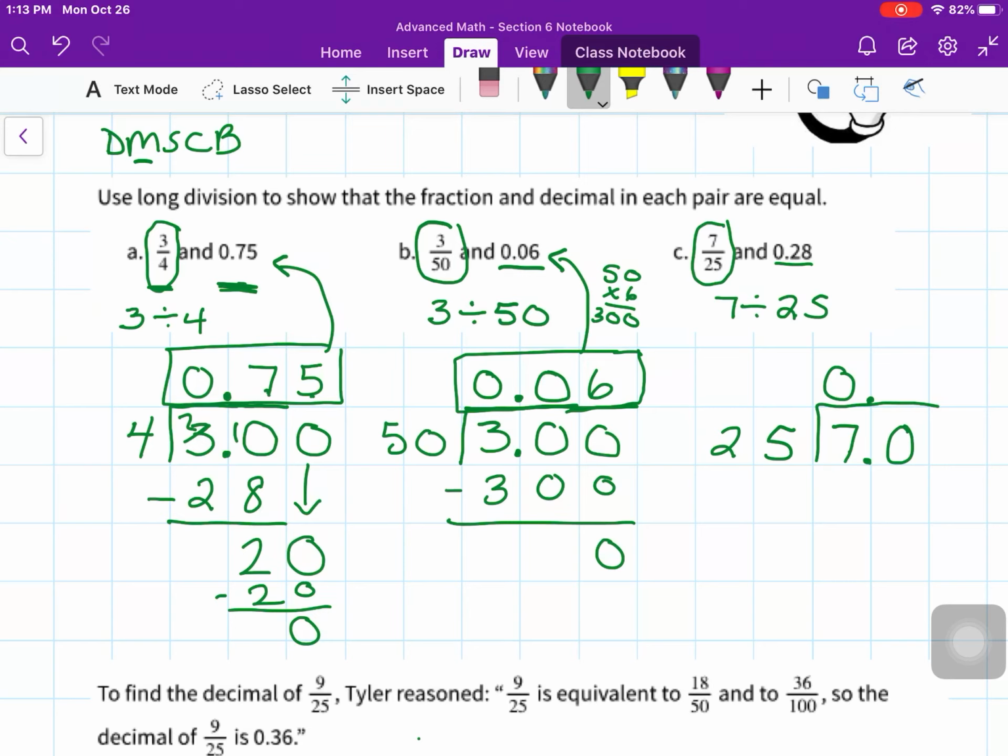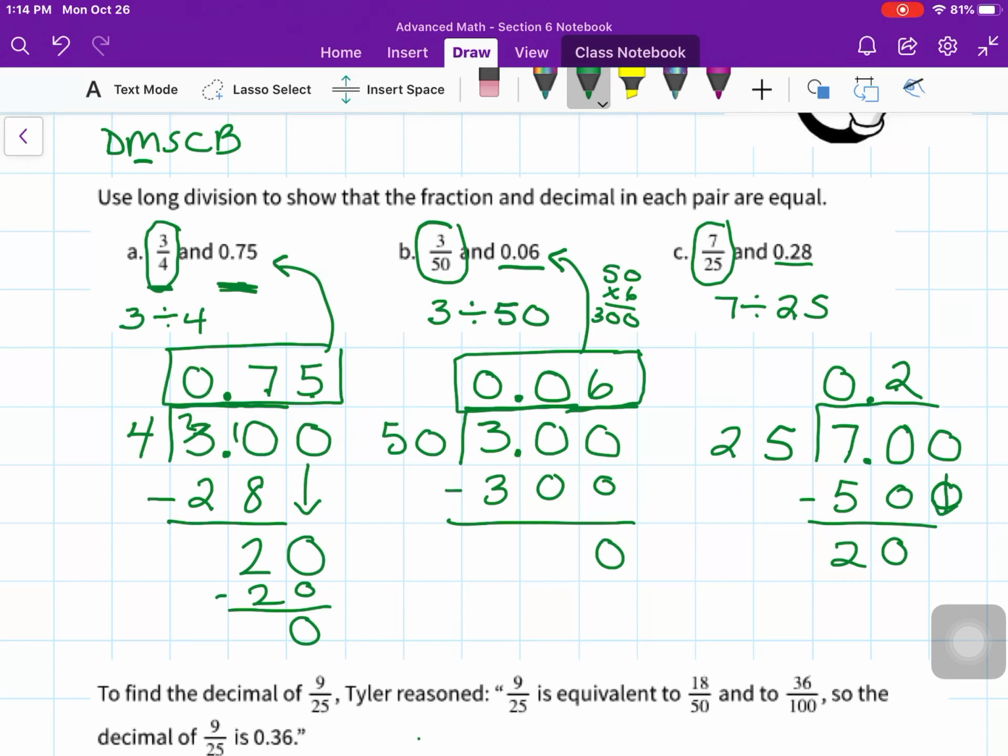If I'm thinking quarters and money, 2 25s are 50 cents and 3 quarters are 75, so it's only going to go in there 2 times. And 2 times 25 is 50. And I subtract, and 70 minus 50 is 20. 20 is smaller than 25, so I've checked that, and I have to bring down because I'm not done yet.